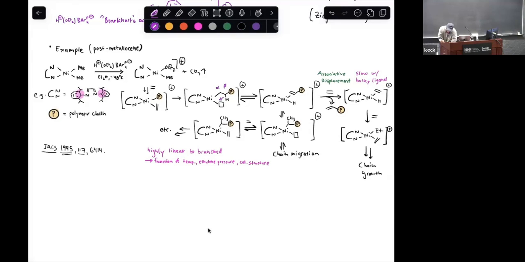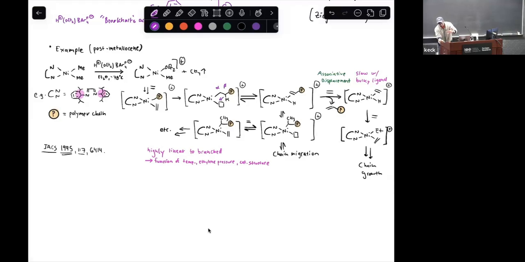If that happens, that gets us to a nickel hydride bound to the olefin. And now you have a couple of choices. Either it would just undergo the reverse of what just happened and get you back to this linear growing alkyl metal polymer chain. Or alternatively, the polymer can be lost as an alkene-terminated polymer through associative ligand exchange with another molecule of ethylene.